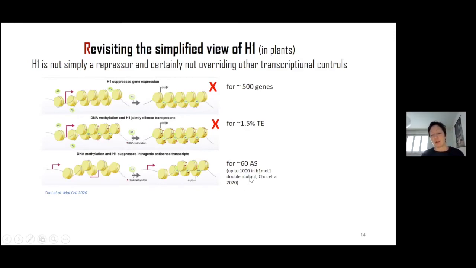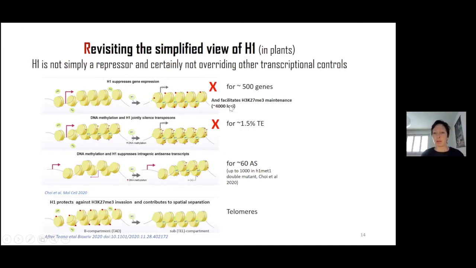And if the H1 mutation is combined with a MET1 mutation, it goes up to 1,000 loci. So what I would like to complete in this model is that not only is it true, but it's yes, but, only for a few genes. And in addition, we know that in the suppression function, H1 acts together with H3K27 maintenance. So this, we have seen an effect for about 4,000 loci.